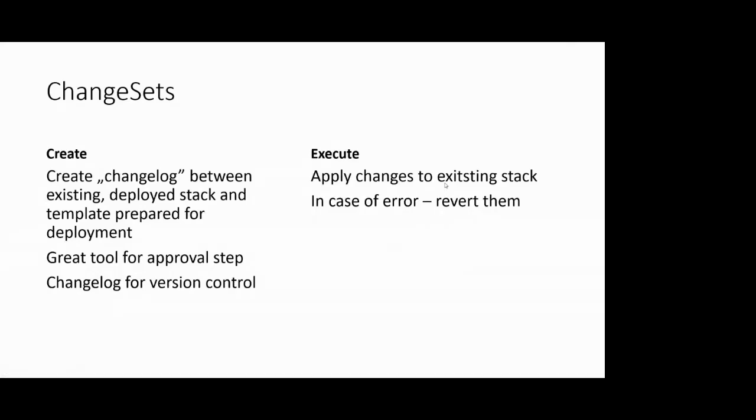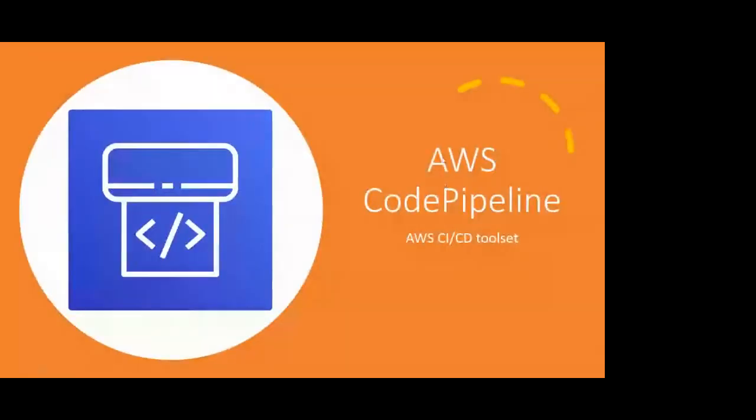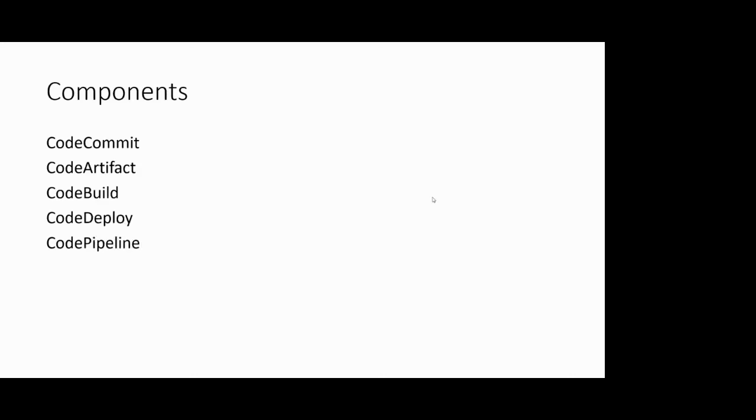Now let's go to the clue of our approach to CI/CD, AWS CodePipeline. CodePipeline is, let's say, the orchestrator for all CI/CD blocks which you can find on AWS. So it contains a couple of components. So first, CodeCommit, CodeArtifact, CodeBuild, CodeDeploy, and CodePipeline itself. So kind of recursive here, but that is true. So let's go one by one in a couple of words.